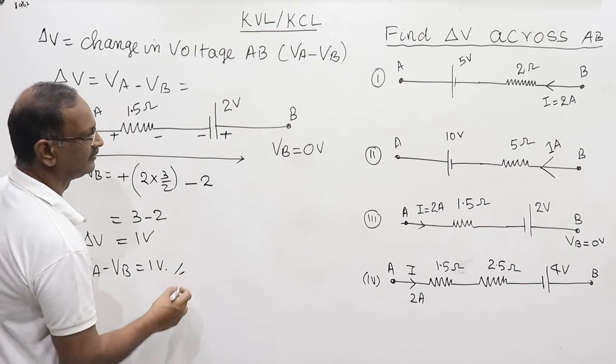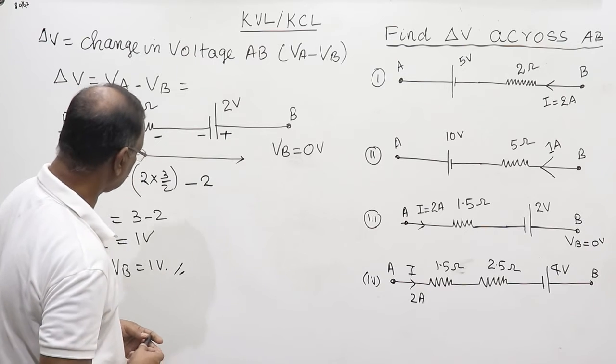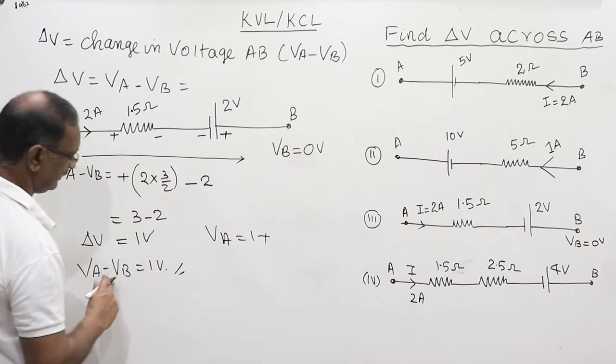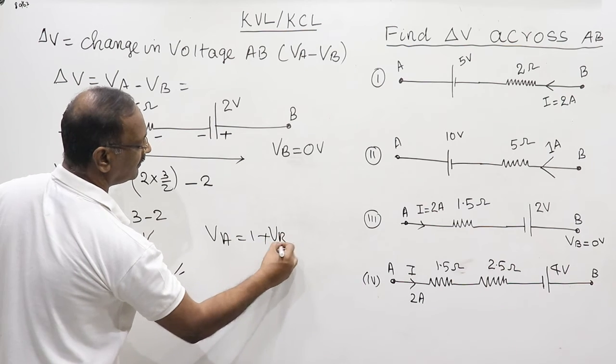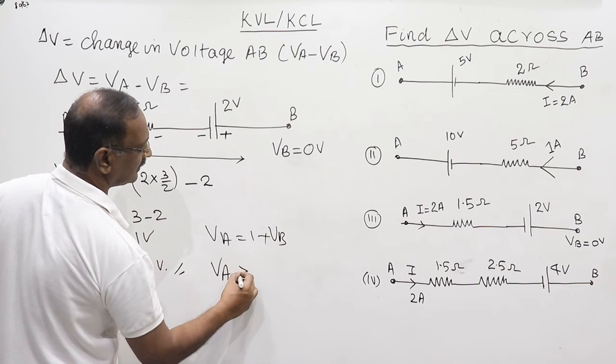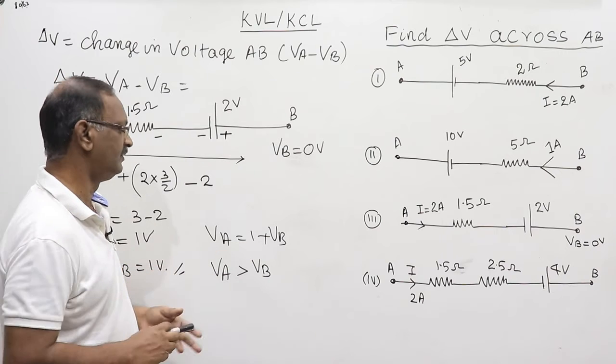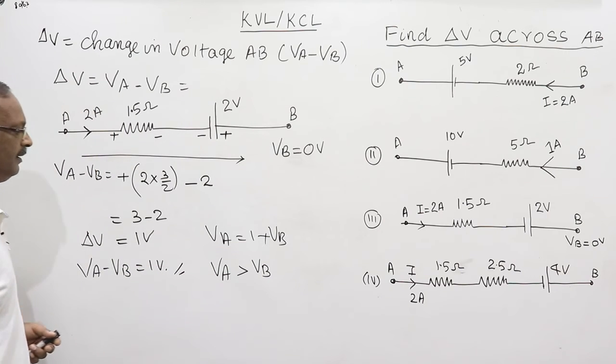In this problem, this is equal to 1 volt. It means, clearly understood, VA is equal to 1 plus VB. It means VA is at higher potential than VB, because VB plus 1 is equal to VA. Definitely it will be bigger.